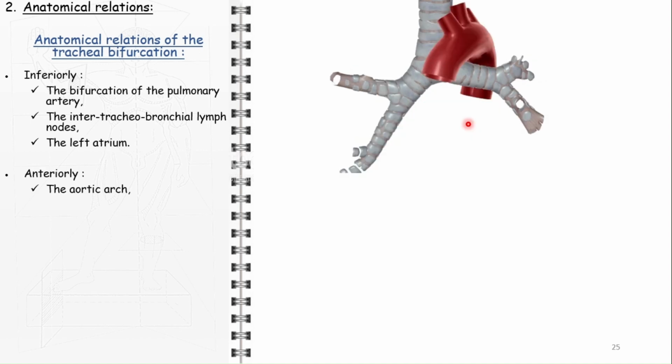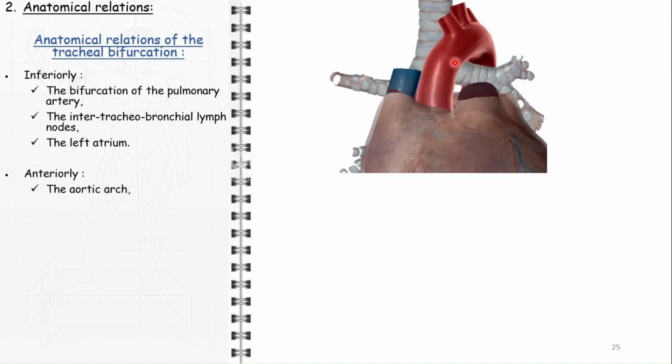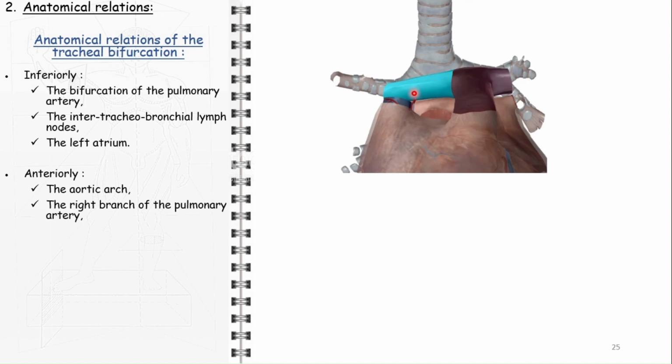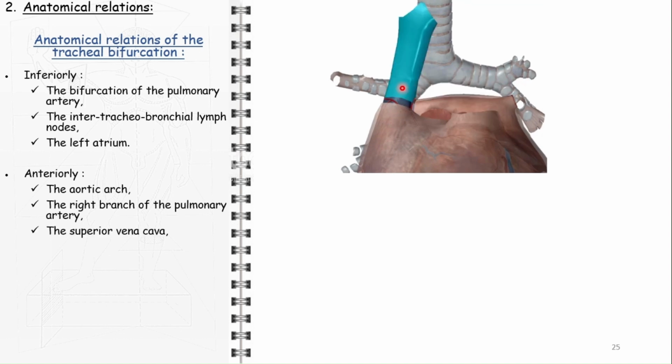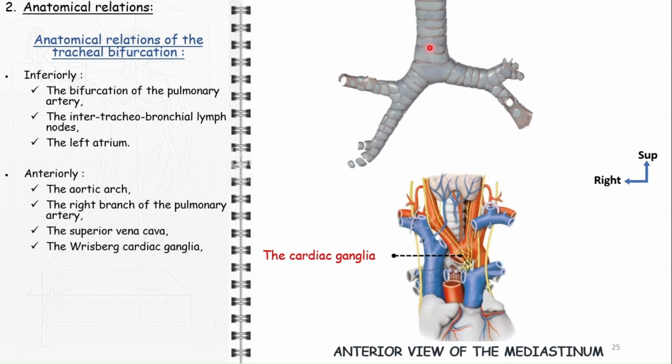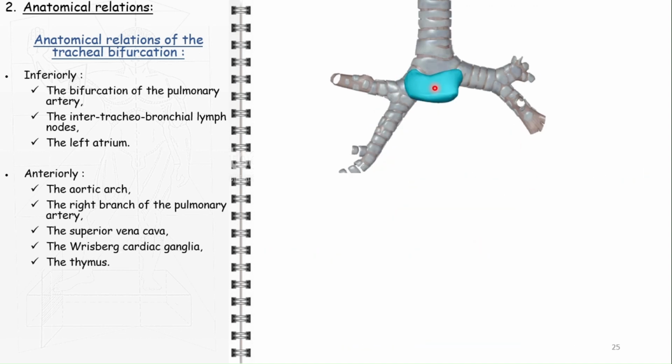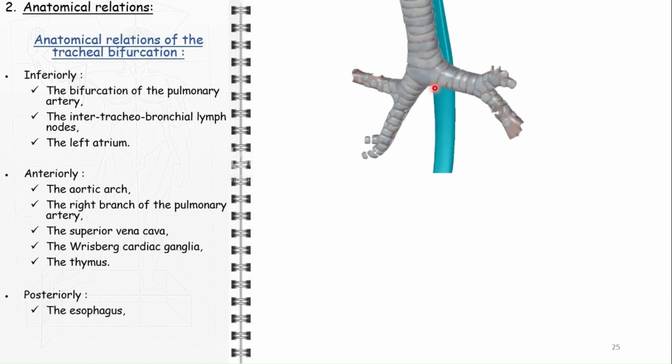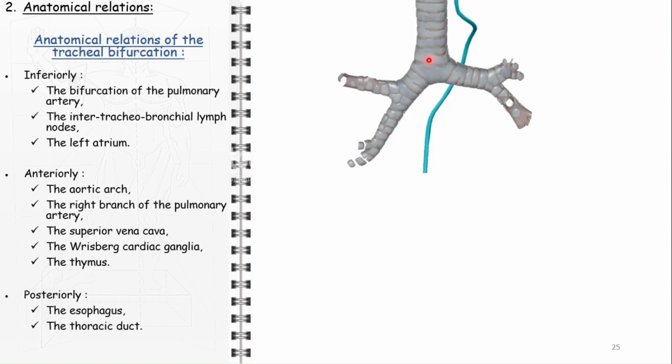Anteriorly, the aortic arch, the right branch of the pulmonary artery, the superior vena cava, the cardiac ganglia of Risberg, and the thymus. Posteriorly, the esophagus, and the thoracic duct.